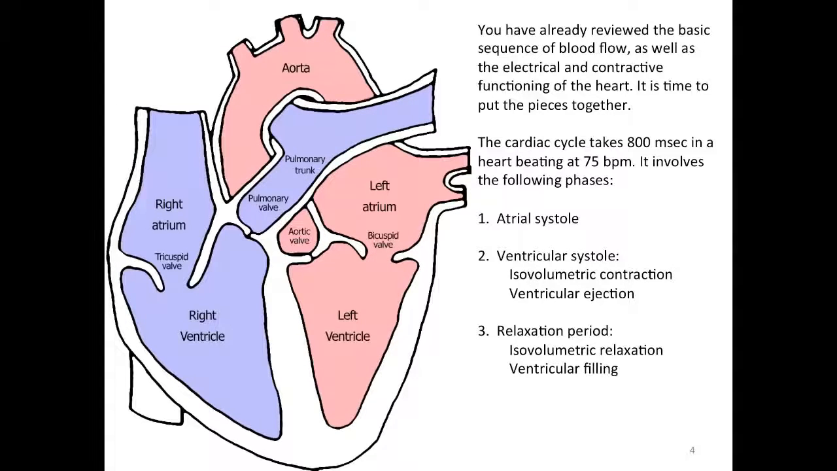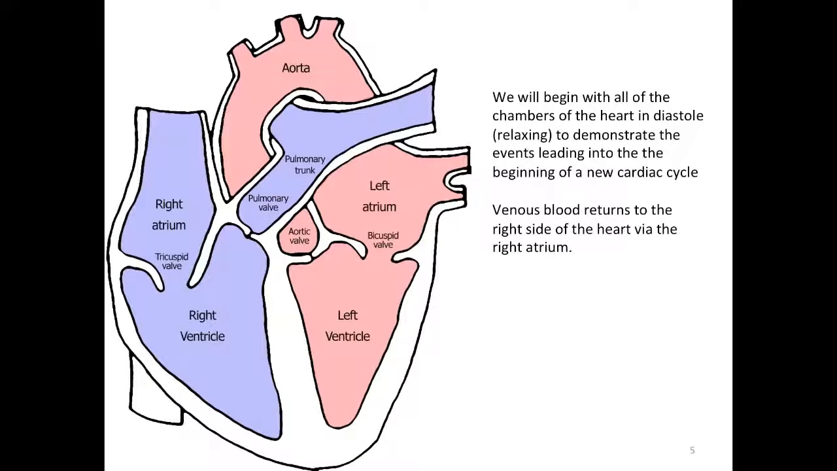You've already reviewed the basic sequence of blood flow, as well as the electrical and contractive functioning of the heart. It's time to put the pieces together. The cardiac cycle takes 800 milliseconds in a heart beating at 75 beats per minute. It involves the following phases. Number 1, atrial systole. Number 2, ventricular systole, which includes isovolumetric contraction and ventricular ejection. Number 3, relaxation period, which includes isovolumetric relaxation as well as ventricular filling.